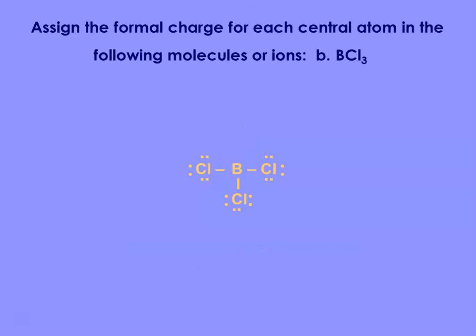Why is boron a moron? This formal charge example hopefully will help you see that. Boron normally has 3 valence electrons. It has 3 bonds around its atom. Because it has those 3 bonds around it, it is sharing 6 electrons with the chlorine atoms. So half of 6 would be 3, and 3 minus 3 would give you a formal charge of 0.